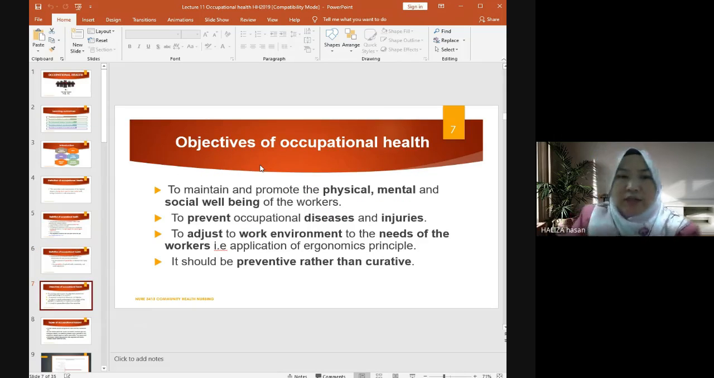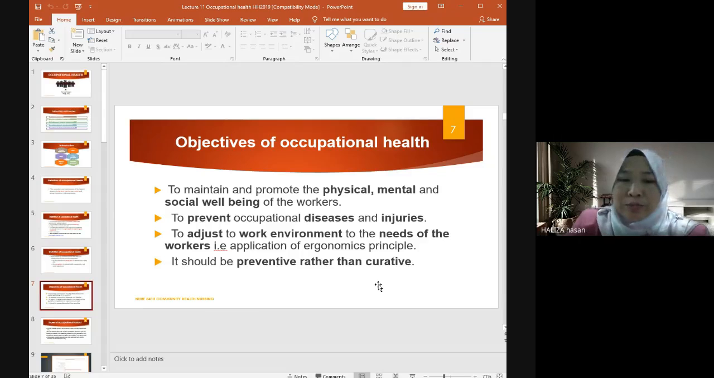Okay. The objectives are to maintain and promote the physical, mental, and social well-being of the workers, to prevent occupational disease and injuries, and to adjust the work environment to the needs of workers. For example, as a nurse, we apply ergonomic principles while doing bed making, while transferring a patient from bed to chair, or chair to bed, or from bed to stretcher. Let's say we are going to send our patient to OT, so we have to transfer the patient from bed to a stretcher. So we have to apply body mechanics. How do we adapt to our job, our work environment.